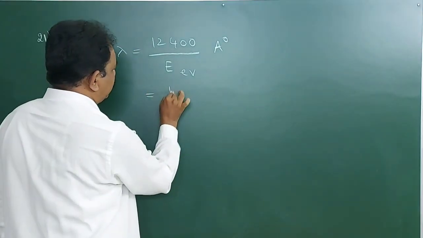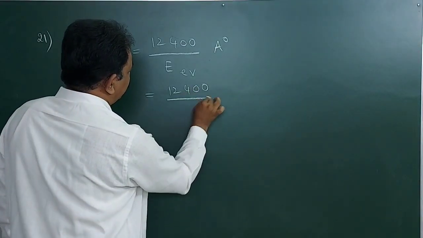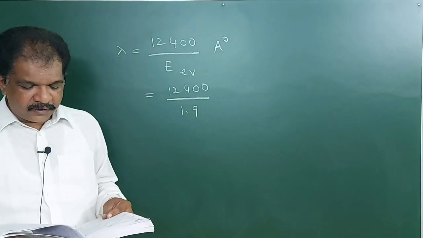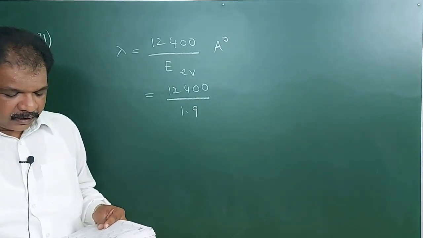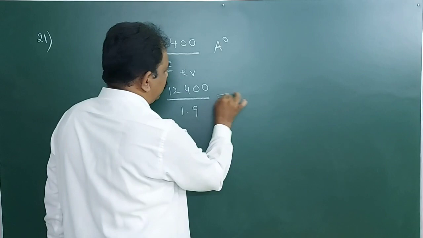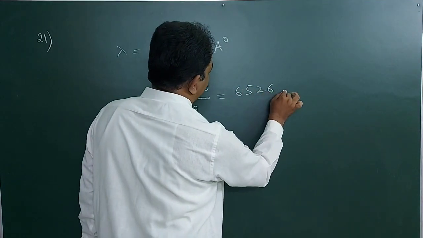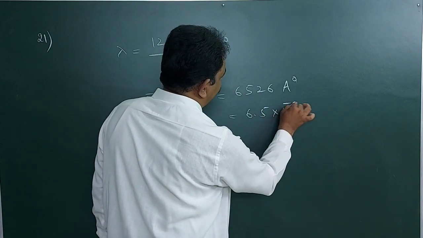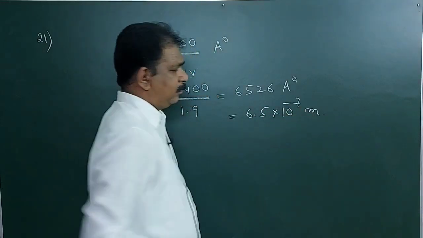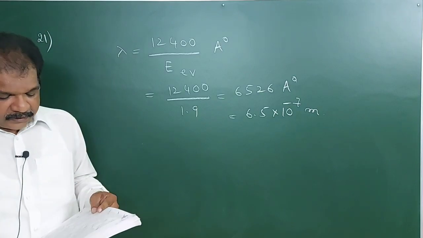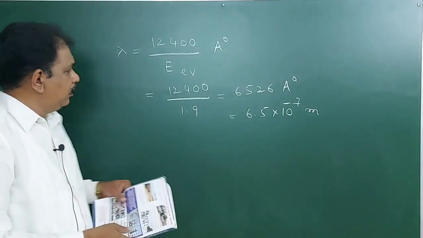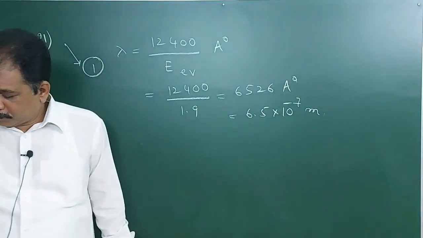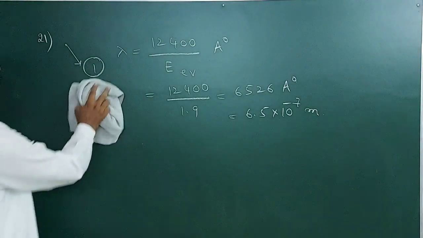So 12,400, and this value is already in electron volt. They gave that value as 1.9 electron volt. If we calculate this, 6526 angstrom unit will come, or 6.5 into 10 power minus 7 meter. 21 will be the first option. Next, 22.